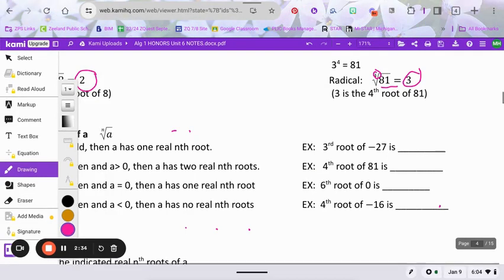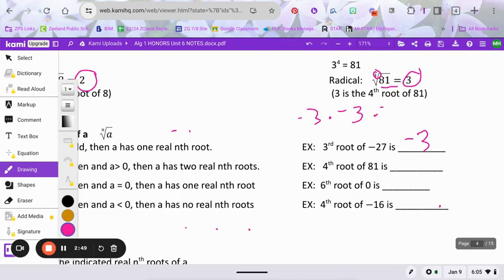And so the reason why we say there's only one root is because there's only one way I can multiply a number by itself 3 times and get negative 27. There's only one way to do it, and that's negative 3 times negative 3 times negative 3.